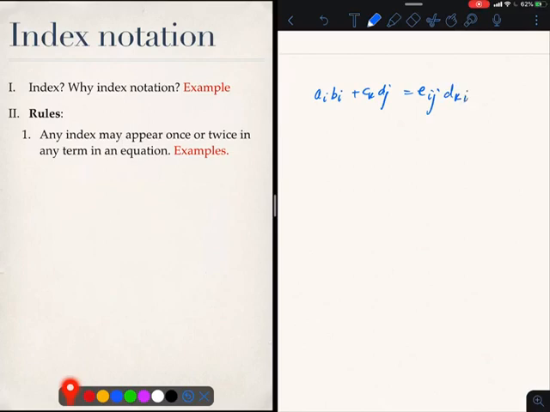So what this is saying is that an index may appear once or twice in any term in an equation. So here are terms in the equation. Now in this term, actually, this is wrong. I have made a mistake. I'm sorry. Let me correct this mistake. I'm going to erase this and write here a_k b_j. That's better. Okay, so these are terms.